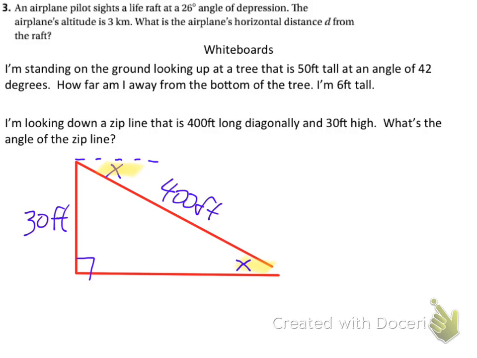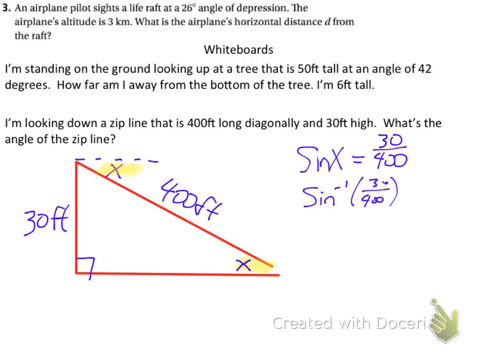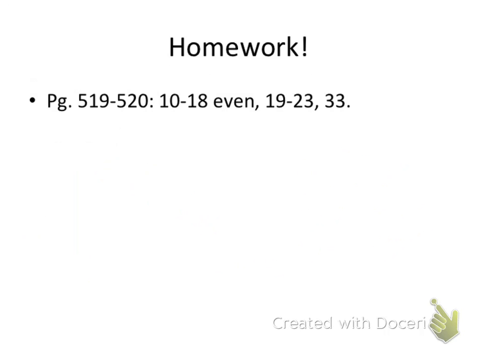So then I can set up my equation using the sine of x is equal to 30 over 400. And so I can do inverse sine of 30 over 400, and get that my angle of depression here is 4.3 degrees. So my zip line's 400 feet long and it goes down at an angle of 4.3 degrees. And there's the homework.